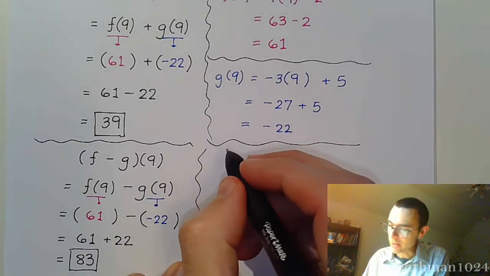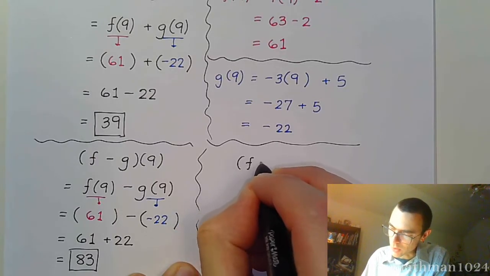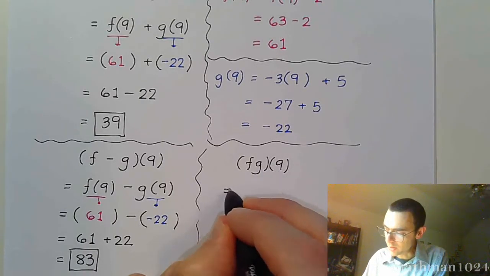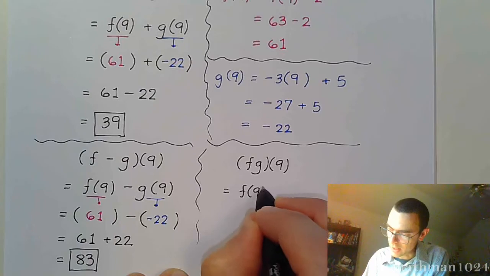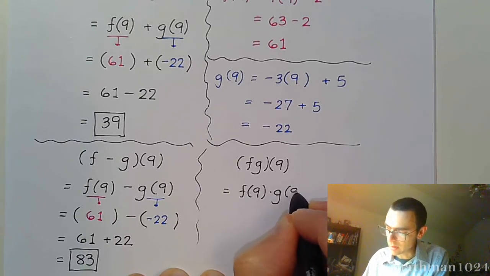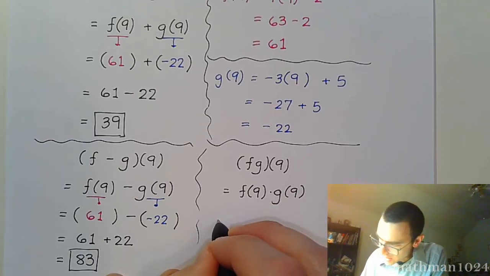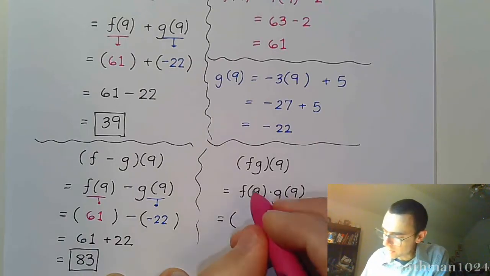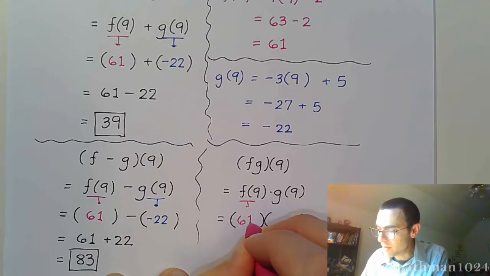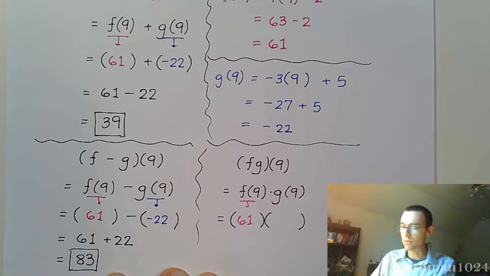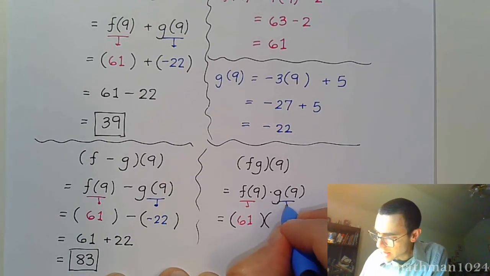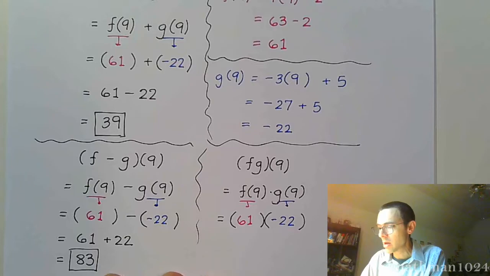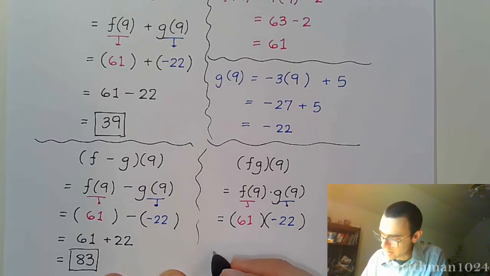You know what? I could do something else here if I said, just because I don't have to do a bunch of work over and over again, if I do fg of 9, this means that we're going to do f of 9 times g of 9. And again, using parentheses, like every good boy and girl will do, f of 9 is still 61. You don't need to re-evaluate that because we're still using the same function f, we're still using the same function g, and this is negative 22. Alright, so now we just have to multiply this.